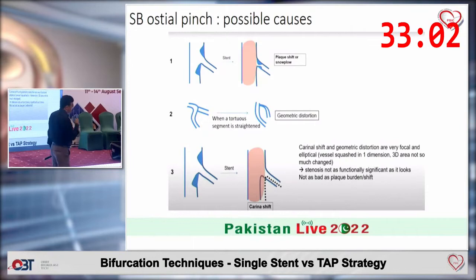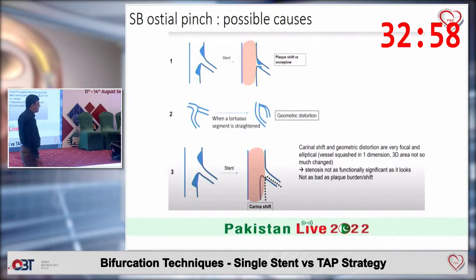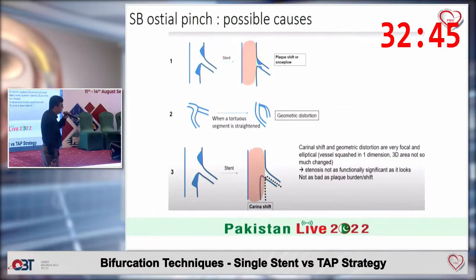Just one point: make sure that you have enough length of the stent above the diagonal. You'll be pleasantly surprised if you come back and POT with a 6 millimeter, 8 millimeter balloon. The tip of the POT balloon should be right at the ostium of the diagonal. You're pleasantly surprised that the Carina shift will go away. Yes, that's a very important point.